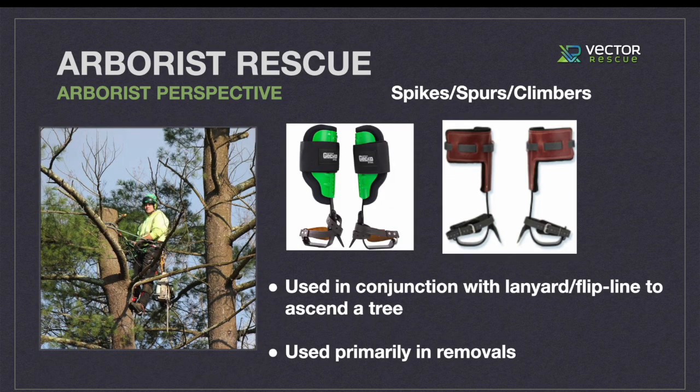Some other things that you'll probably see are spikes or spurs or climbers, depending on who you talk to. These are used in conjunction with a lanyard or flip line to ascend a tree. These are pretty much only used in removals because spiking a tree with these can cause a lot of damage to the tree. Typically when climbers are going up, they are cutting off limbs on their way up, and when they get to where they're going to work, they're going to attach another rope system, either SRT or moving rope, in addition to having a lanyard and their spikes.